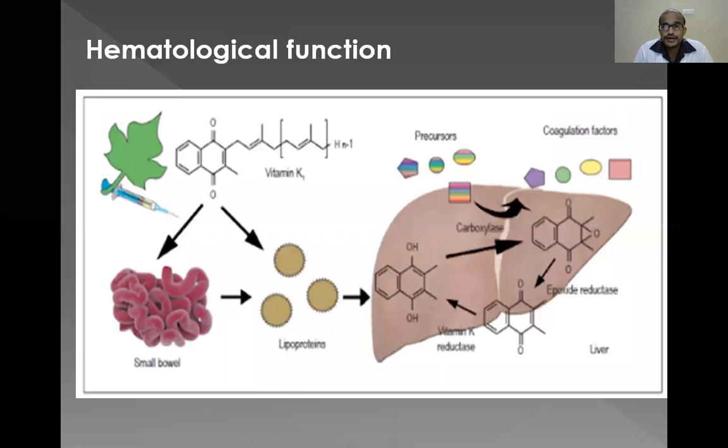Next is hematological function. The synthesis of different coagulation factors takes place in the liver. All these coagulation factors are nothing but proteins, which are made up of amino acids. So the synthesis of most of these takes place in the liver only.